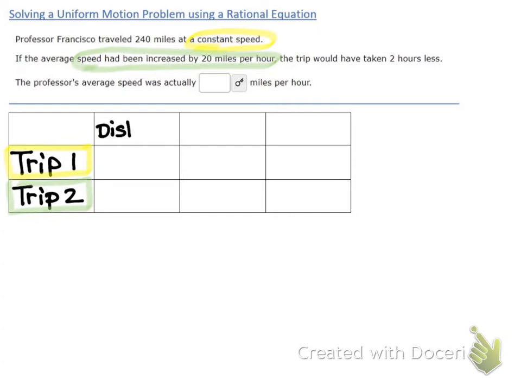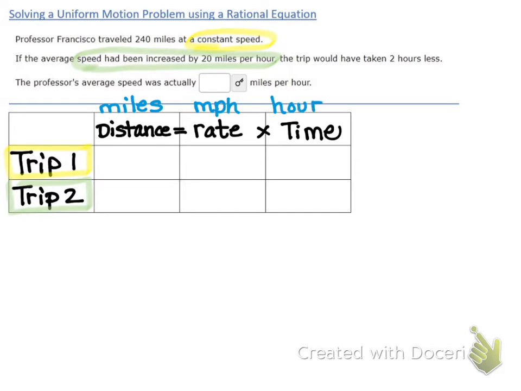Now, across the three columns, we will have the distance, the rate, and the time. And let's just remind ourselves our units are miles, miles per hour, and hours for the time. Okay, we know that his trip was 240 miles, so no matter what speed he traveled at, his distance would be the same, 240 miles.